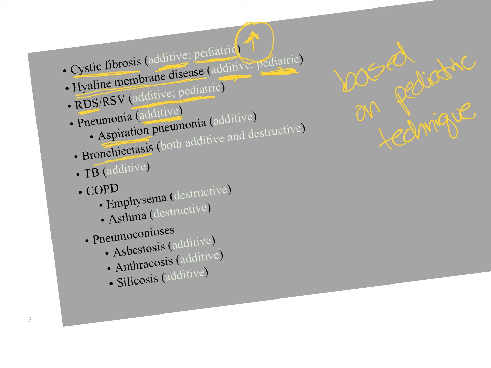Bronchiectasis, it can be both additive and destructive at the same time. So in that case, there's going to be no change in technique. Just use your standard sort of chest, even sometimes soft tissue neck, but mainly chest image technique. TB or tuberculosis is additive, or we're talking about COPD, which is chronic obstructive pulmonary disease.